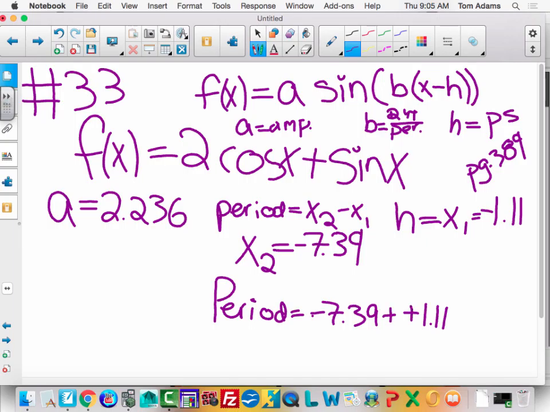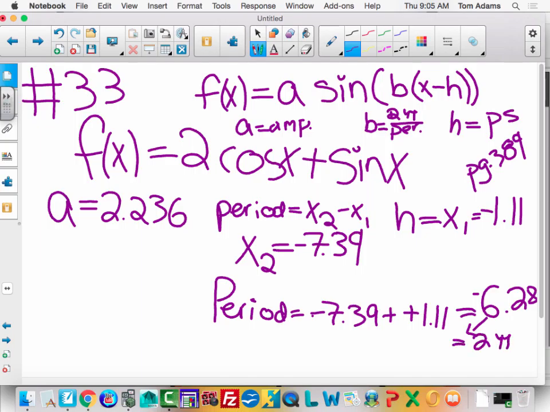Now, I can tell you that when we subtract those, what do we get? We're going to get a negative 6.28, which is really what? 2 pi. Now, it's a negative 2 pi, but that's because we measured in the negative direction. So what do we know about our period? It's 2 pi.